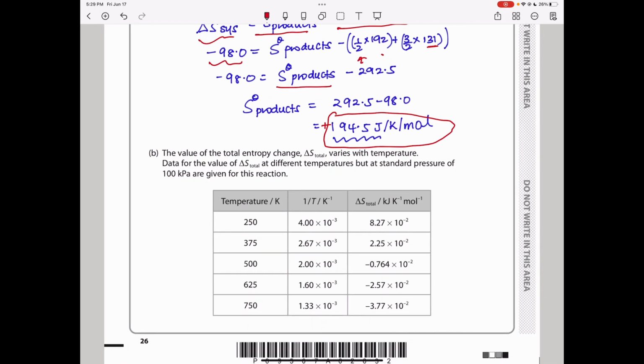They say the value of the total entropy, the S total, of course, varies with the temperature. Data for the values of the S total at different temperatures, but at standard pressure of 100 kilopascal, are given for this reaction. So we can see all these values, and they want us to plot on the next page. I'll move on to the next page.